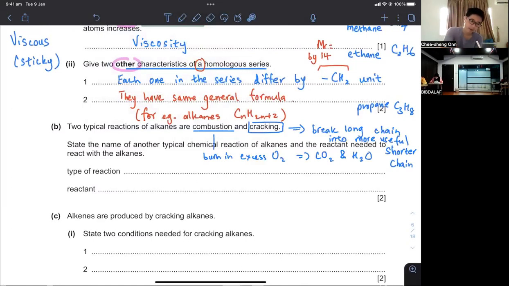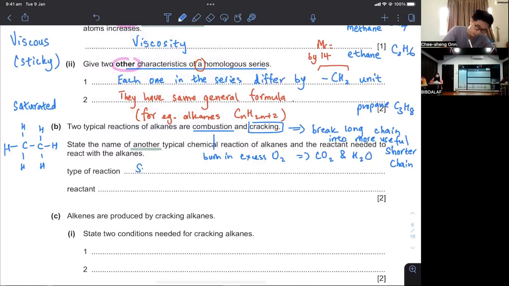However, this question is asking you about another chemical reaction of alkanes. What we know about alkanes is that, if you think about ethane, it is saturated, because all the carbons have just carbon-carbon single bonds. Saturated, it cannot undergo addition. Instead of addition, they will do substitution, where you replace one of the hydrogens with another atom. This is called substitution.